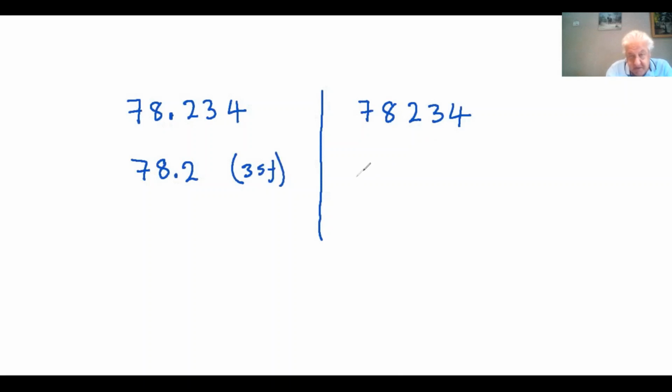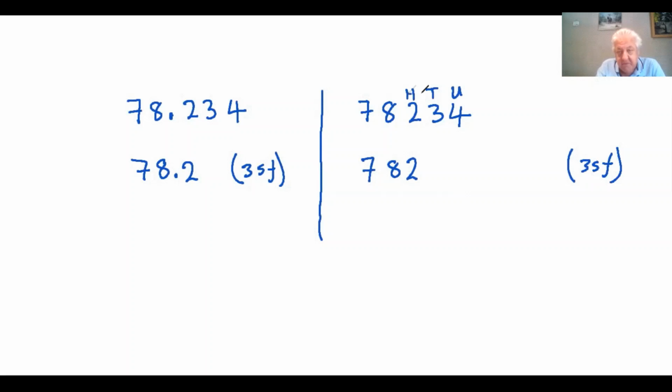Now let's come to this one. What I've seen students do when they're rounding off, they look at the 4th significant figure, leave this unchanged, and then they write 782. I think you can see immediately that this is completely wrong. It's wrong because we have left out the units and the tens columns.